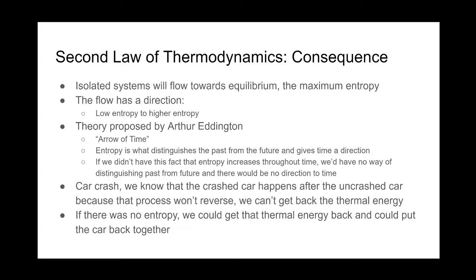If we think back to the car crash example, we know that the car crash happens after the uncrashed car. Before the car crashed, it was uncrashed. After the car crashed, it was crashed. And, oh wow, that was a big wind gust. We have entropy to explain that. Thermal energy left our system, energy spread out from the car, and now we have this crashed car. We saw energy spread out. If there were no entropy, we could technically say that we could get this thermal energy back, put it back in the car, put it back together perfectly, and reverse that process. But because we have entropy, this process is not reversible.